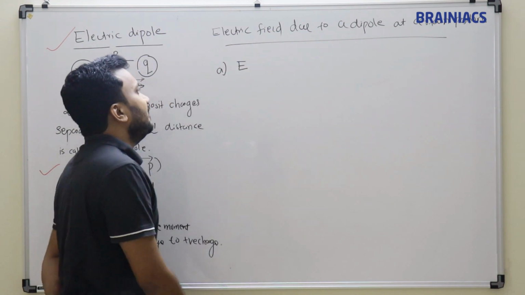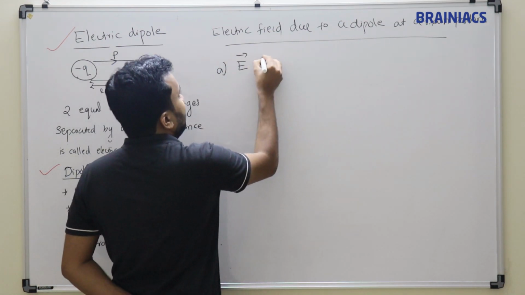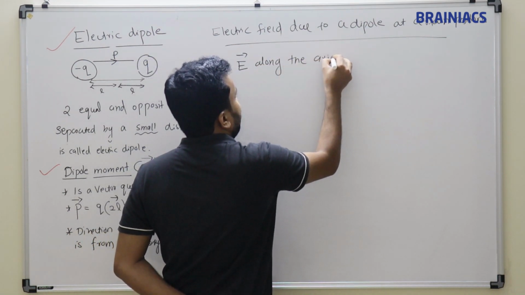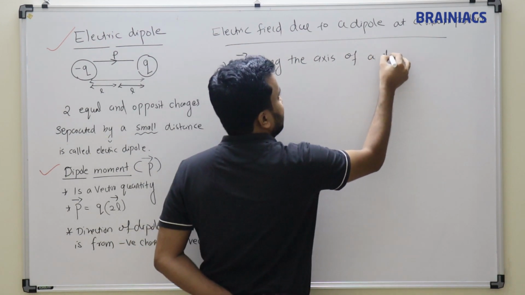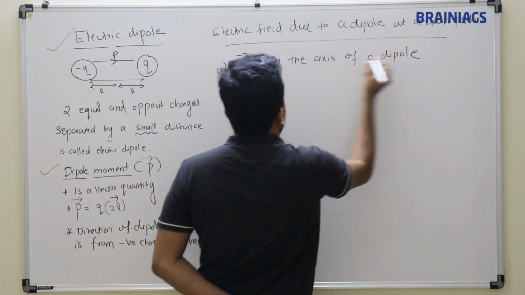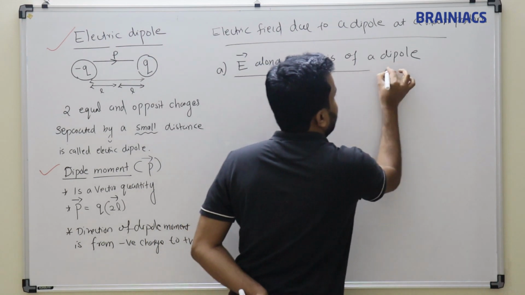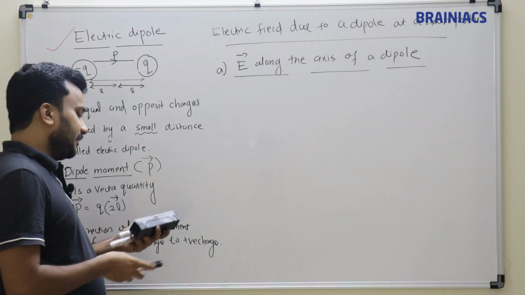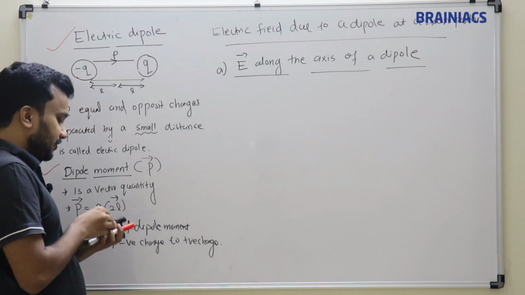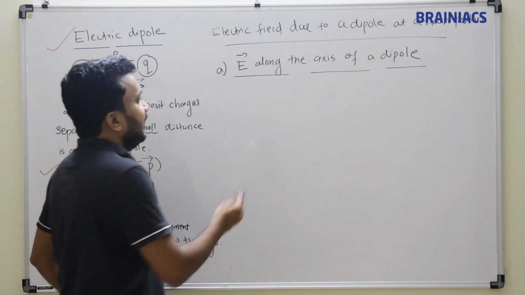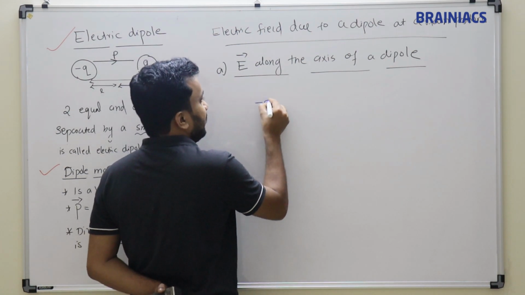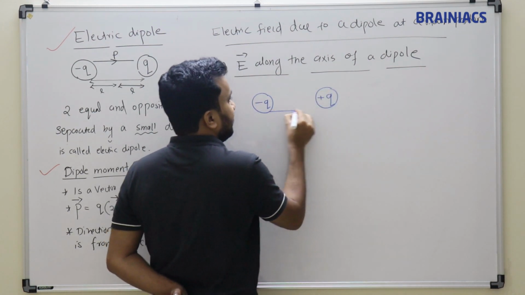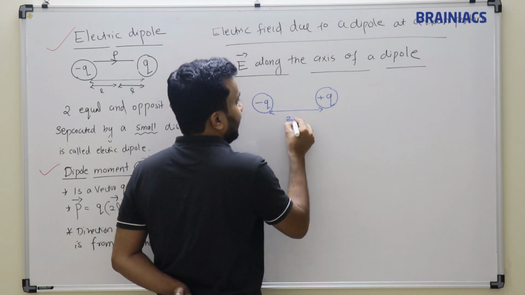For example, I am writing E along the axis of a dipole, electric field along the axis of a dipole. So we will represent this as a diagram, then we will go with the derivation stuffs. Okay. So I have equal and opposite charges. We have minus q and we have plus q, which are separated by a distance of 2L.